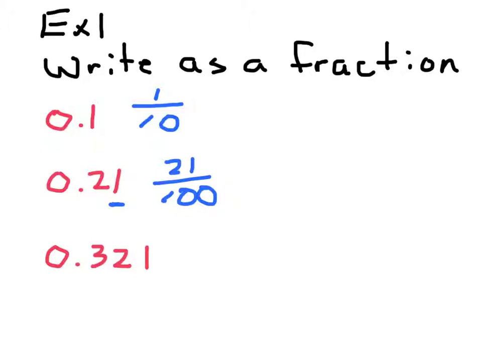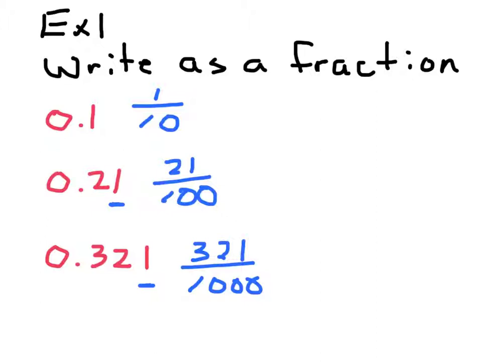All right, let's look at the last one. Same technique. I look at the far right digit. So remember, it goes tenths, hundredths, thousandths. So that far right digit is in the thousandths place. So this would be 321 over 1,000. And then I just want to make a quick check of it to see if it's in lowest terms. Both the numbers aren't even, so I can't divide them both by 2.